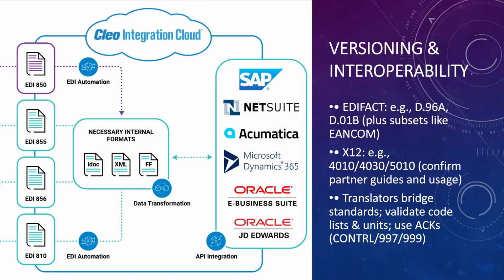Versioning is another important topic in EDI. EDIFACT uses versions like D96A or D01B, often with subsets such as EANCOM. X12 uses numeric versions like 4010, 4030, or 5010. Translators help bridge standards and versions, but it's essential to follow partners' implementation guides and validate code lists, units, and acknowledgments like control 997 or 999.